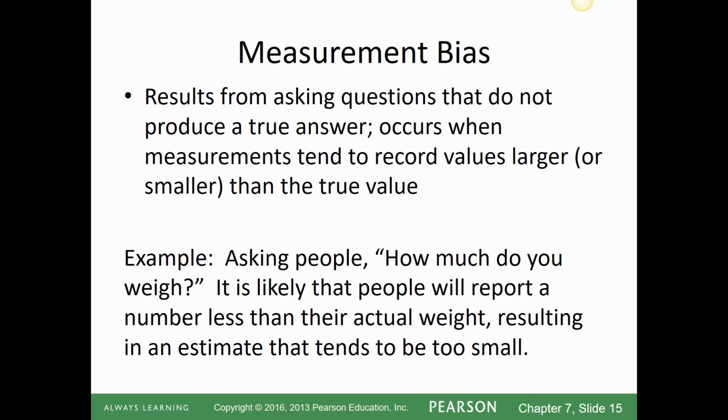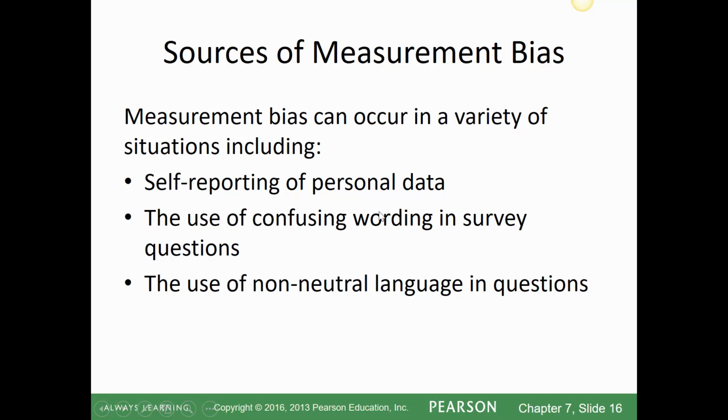Really, if you think about that, it's just trying to fit into cultural norms, right? People want to weigh less. They don't want to report numbers that are way too big. And the same with money, there's pressure to make the most money you can, so you want to sound better. That's really what it comes down to. So those are things you have to keep in mind if you're asking those types of questions. Some other sources of measurement bias could be any time that you're self-reporting personal data, like the weight or the salary.